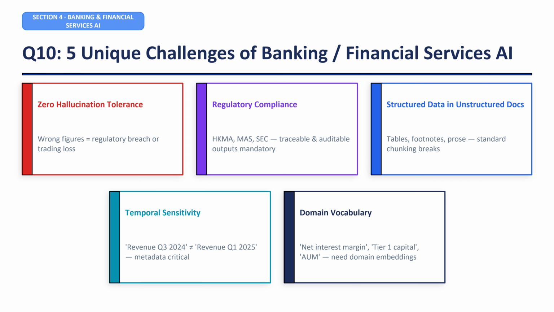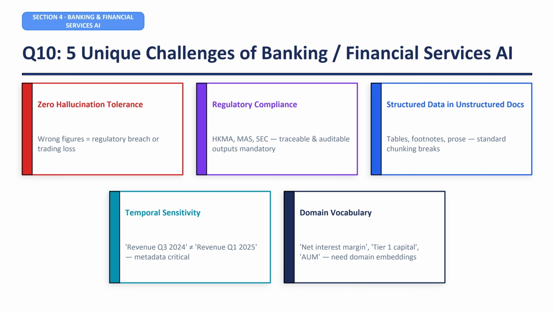Now we are in section 4, banking and financial services AI domain knowledge. This is where your domain experience becomes your strongest differentiator. Question 10: What specific challenges does banking and financial services AI face that general AI does not? There are five unique challenges you must know and have basically faced.